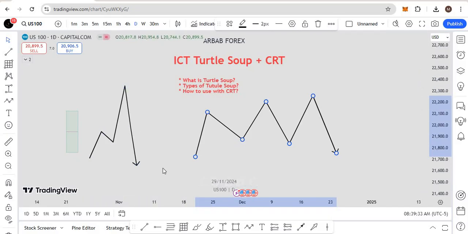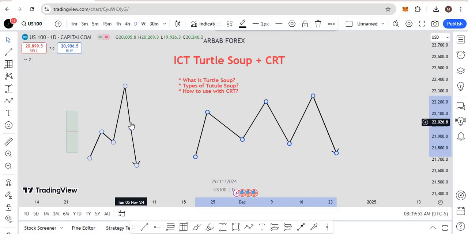Because in turtle soup you don't need to wait for a market structure shift or any fair value gap or any BOS or CHoCH. You can take entry directly on your first order block, on your first fair value gap. Okay, let me show you on the chart once we reach there.